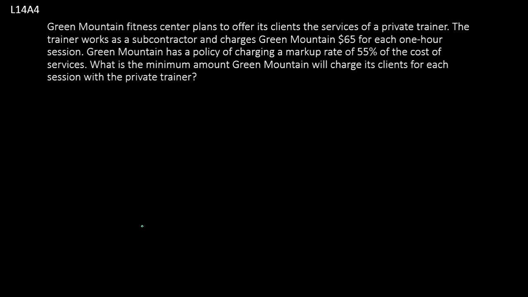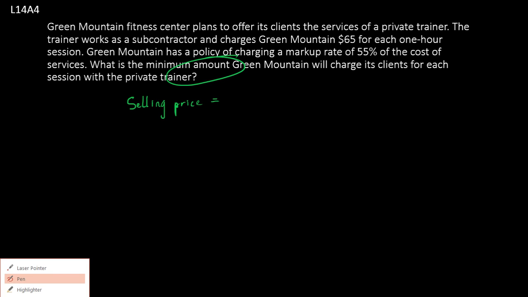Okay, so what are we going for here? When they say what is the minimum amount that Green Mountain will charge, what they mean by that is what's the selling price? What are they going to sell this service for? So you'll probably notice that they don't always explicitly use the term or the vocabulary word in the question, which I think is a good practice because in real life, people aren't just going to use the words perfectly that you see in the equations, right?